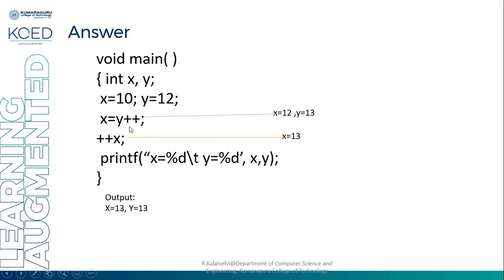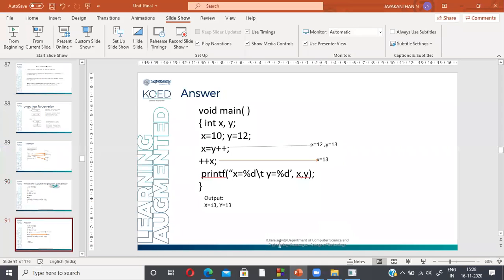In this place, y value is 12, 12 is assigned to x. The x value 10 is overwritten. The y value 12 gets assigned first, x becomes 12 now. y++ means y value gets increased, y becomes 13, and 13 is stored in the location of y. Here ++x, pre-increment, x value got increased, so x becomes 13 now. So when you print x, y, the values of x and y get printed here. We'll see this in the code block.